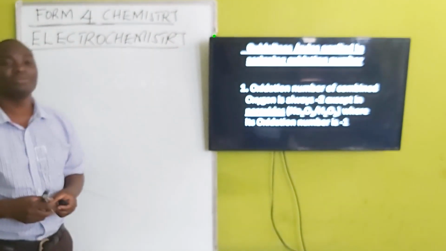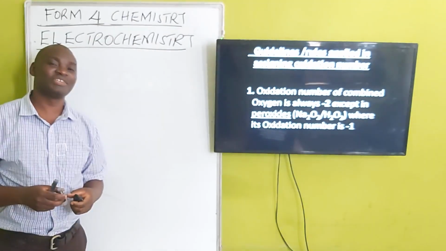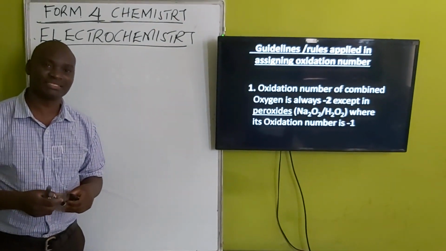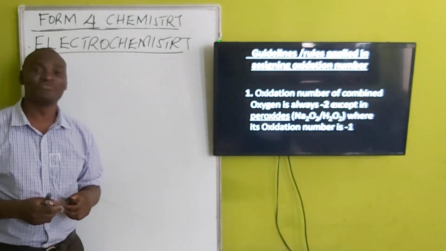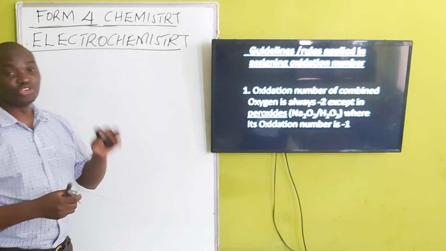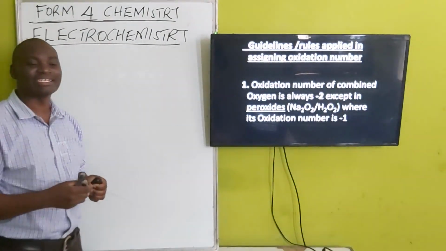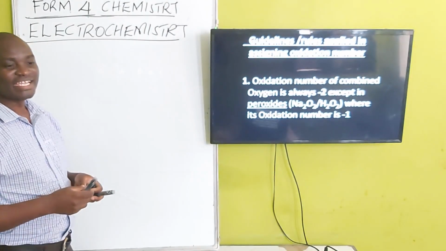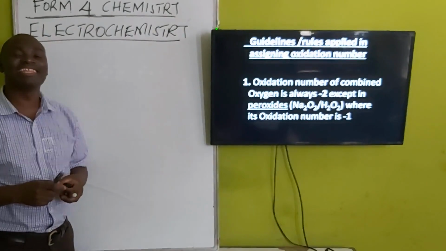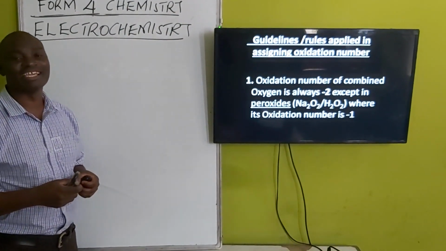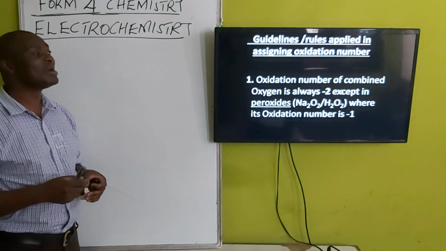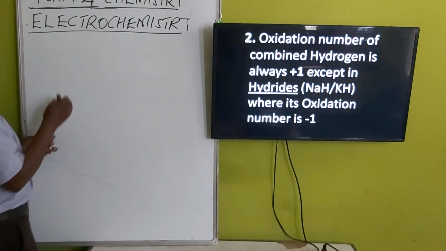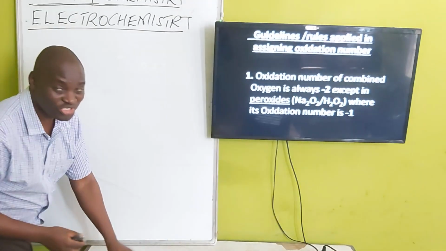Now, moving on, we have rules that we use in giving oxidation numbers to elements. We have rules that we follow, so we are going to look at those rules one at a time. The first rule is that oxygen in its combined state or in its molecular state is normally assigned -2.